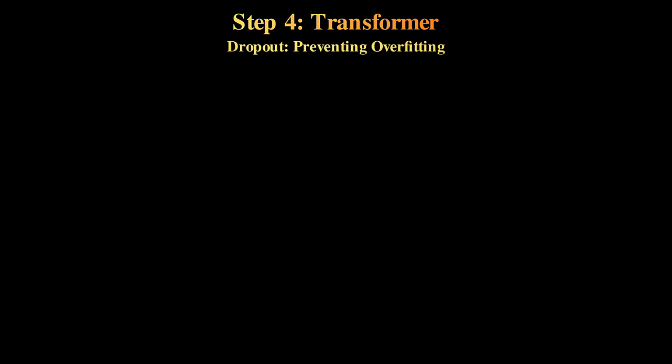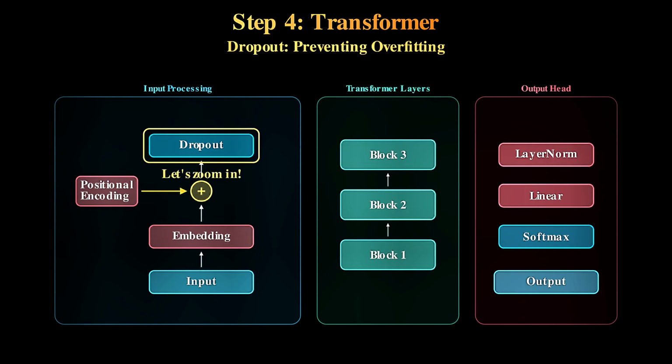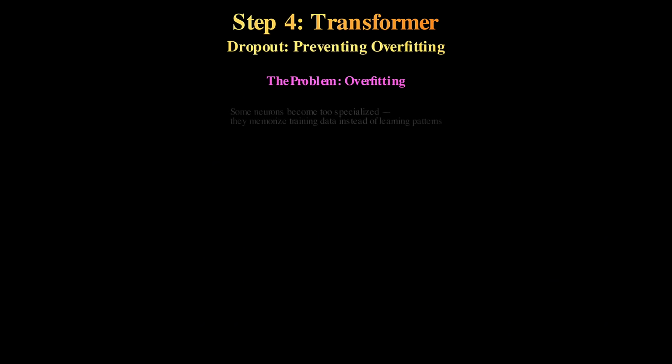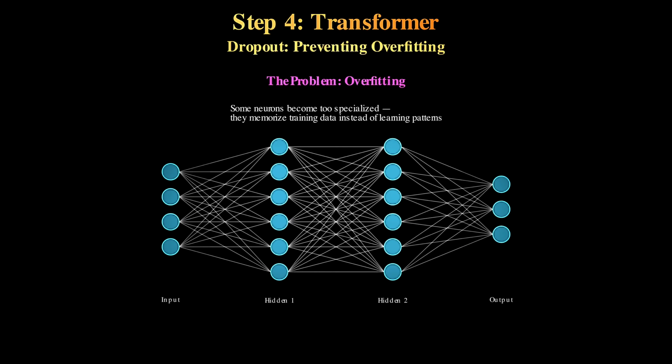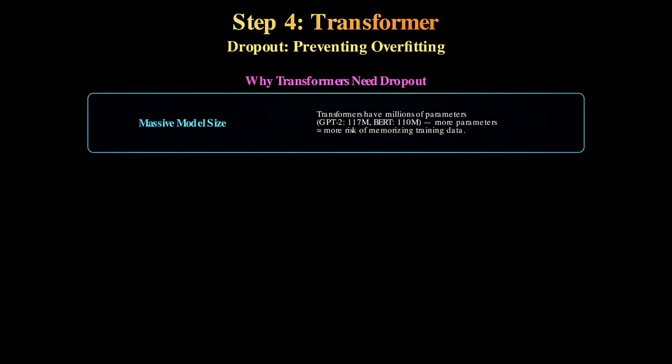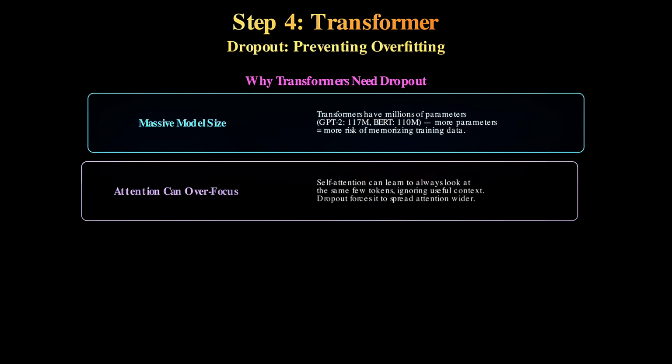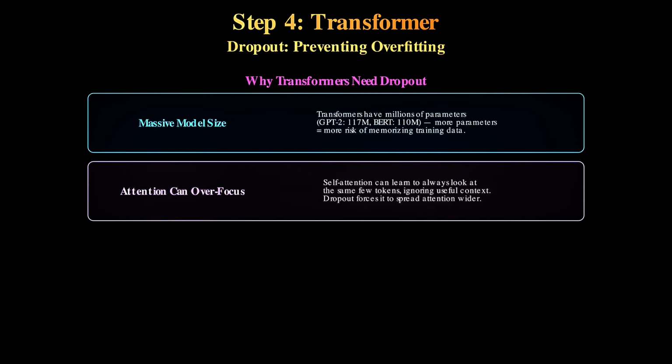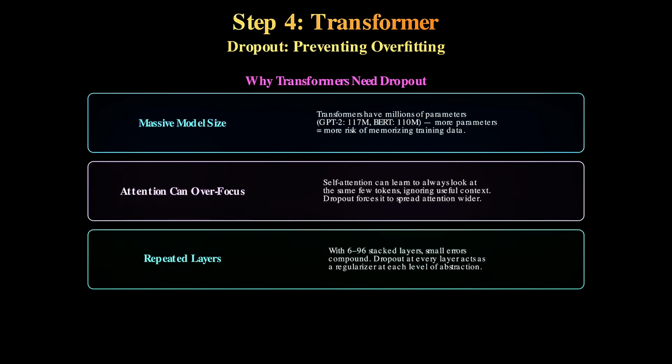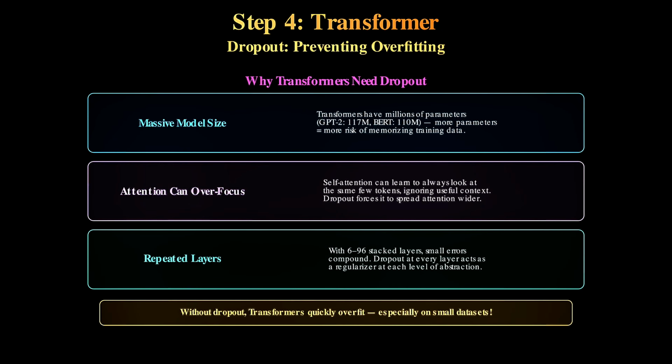Next up, dropout, how the transformer prevents overfitting. Overfitting is when a model memorizes the training data instead of learning general patterns. Some neurons become overspecialized, and the model fails on new data. Transformers are especially vulnerable because they have massive numbers of parameters, often hundreds of millions. Attention mechanisms can overfocus on the same tokens, and repeated layers can compound errors. The solution is surprisingly simple.